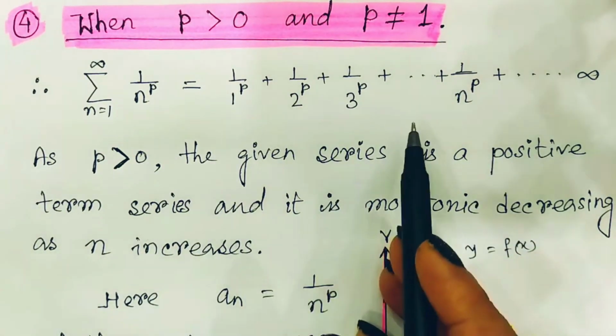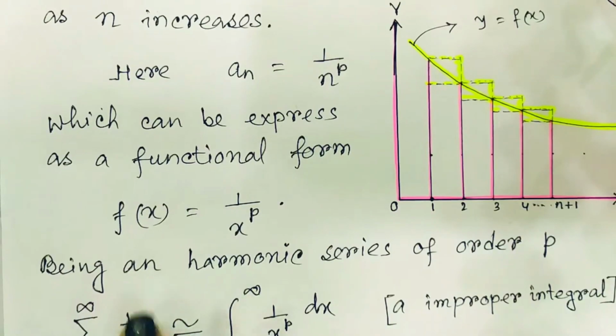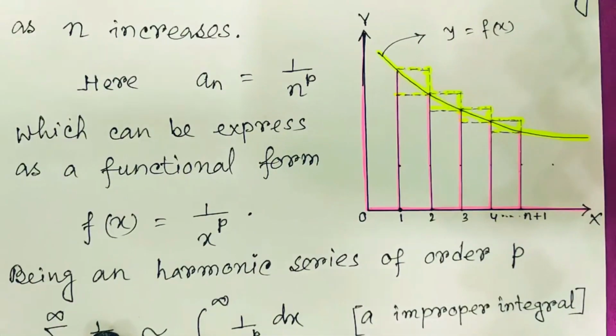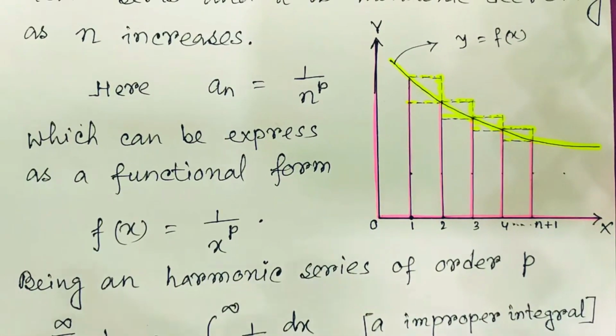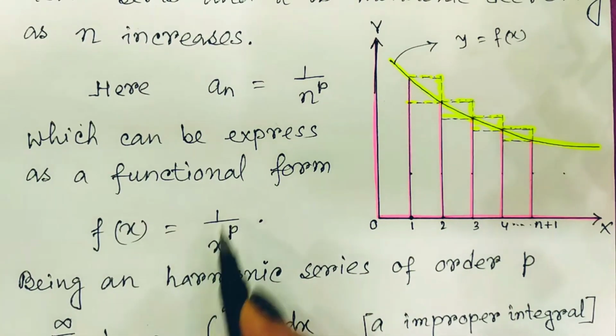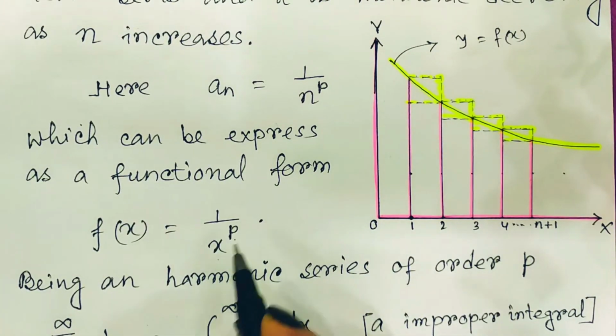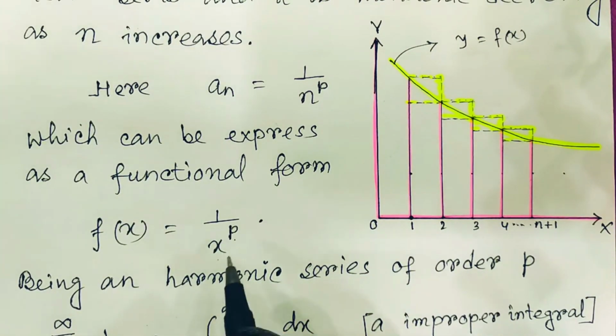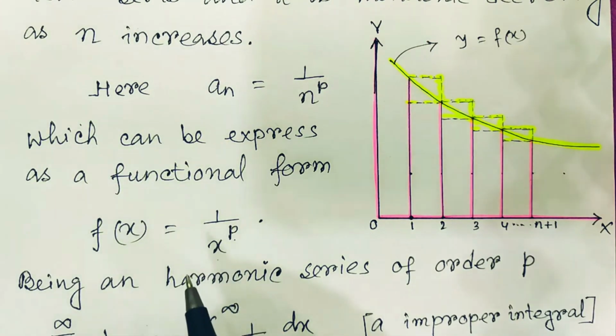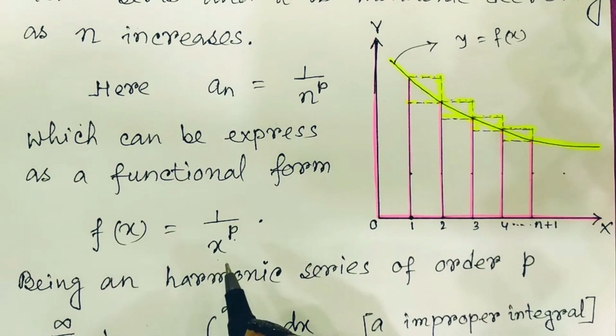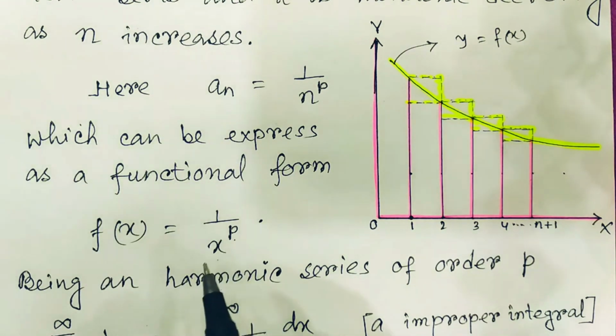Here the nth term is 1 by n to the power p, which can be expressed in functional form. So its functional form we can say f(x) is equal to 1 by x to the power p. That I have explained while we expressed the geometrical form of AP, GP, HP. You can consult that video of mine where the AP, GP, HP are expressed from the geometrical point of view.